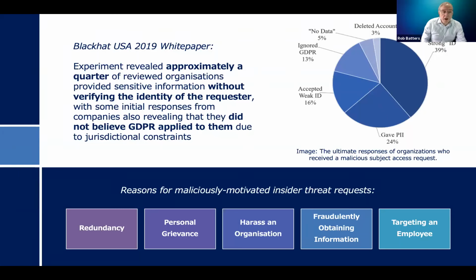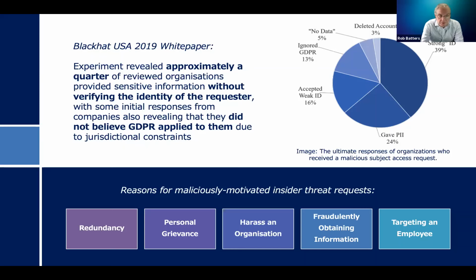Blackhat.com are a US-based provider of security events and training services and security data. And in 2019, they published a white paper, and the results of it can be seen here. About a quarter provided the data that was requested through a DSAR without verifying the ID of the requester at all. People just putting their foot straight in it there by providing information they shouldn't be giving out. Very poor security. Only 39% required some kind of strong ID.